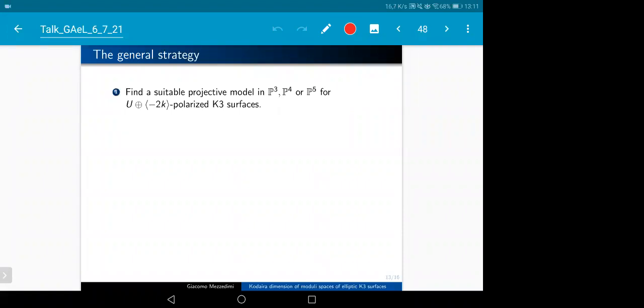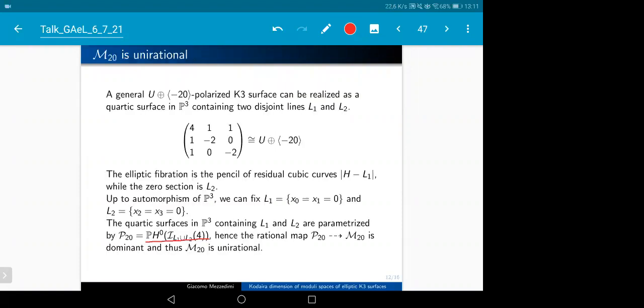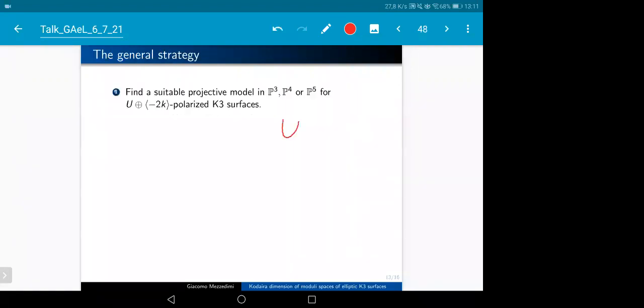So first step is we want to find a suitable projective model. And this just means finding a suitable lattice isomorphism like this. We want to write our lattice U plus minus 2K as a certain nice 3x3 matrix where the intersection numbers are kind of what we expect they should be. And so we expect that we could realize our K3 surfaces as, let's say, some complete intersection in some projective space containing a suitable pair of curves.